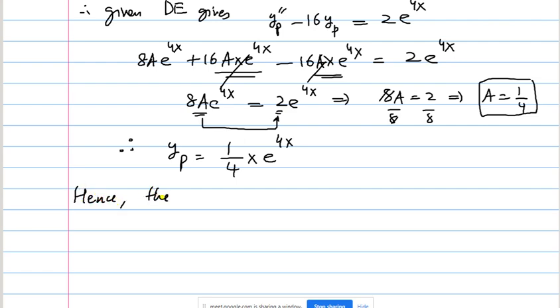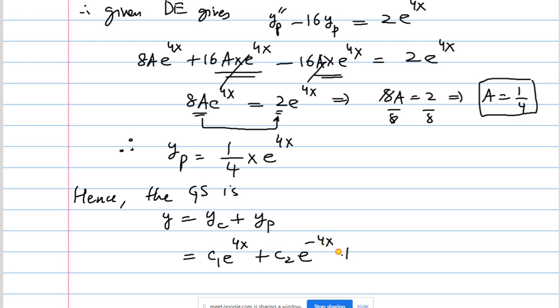Hence the general solution is y equal to yc plus yp, where yc is c1 e^(4x) plus c2 e^(-4x), plus (1/4)xe^(4x). So I added these two, and that is my final solution. Is that okay? Does it help?